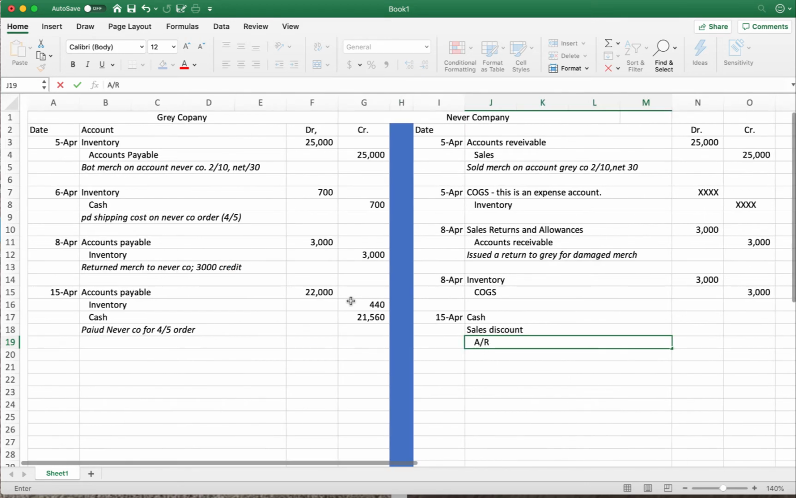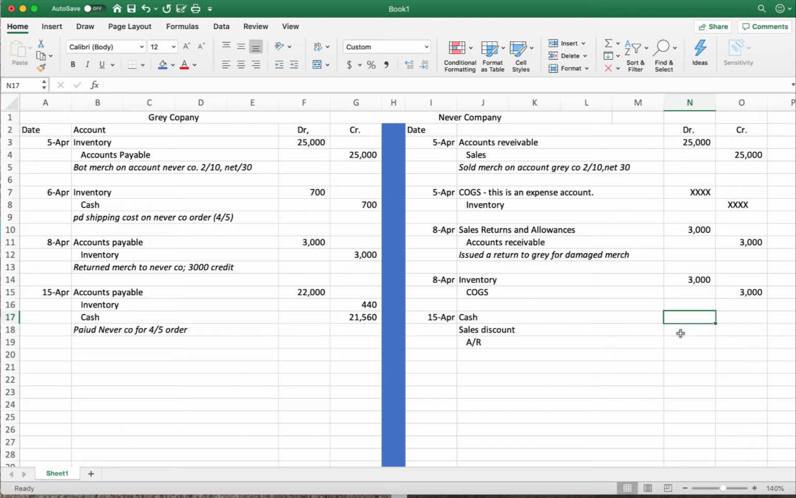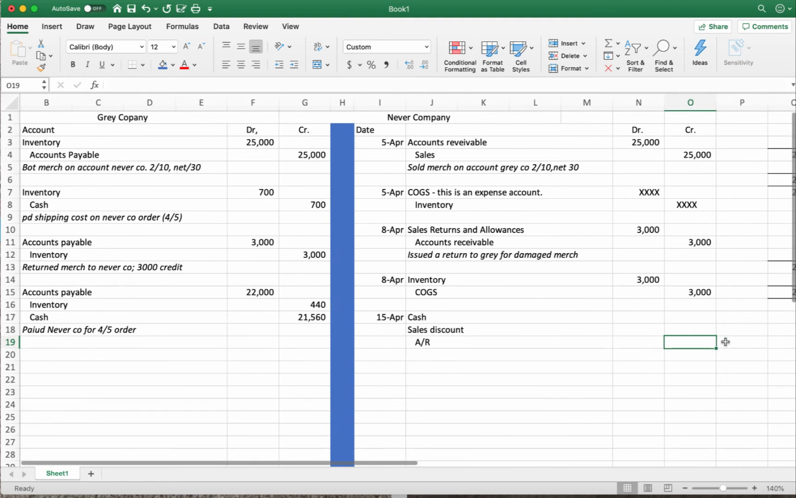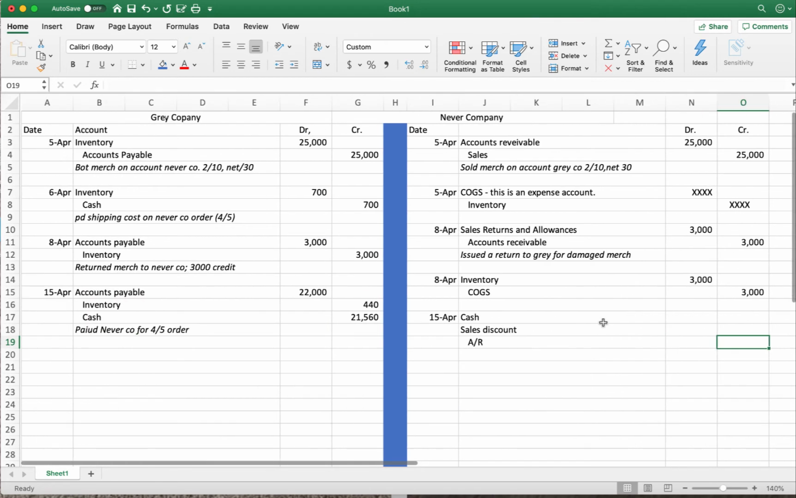Come over here. Okay? So how much cash are we receiving? Well, I could just look at my payables and plug it in, but we're not going to do that, right? How much do I need to get the accounts receivable off the books for? I need to get the accounts receivable off the books for the actual amount that they owe me. They owe me $22,000.